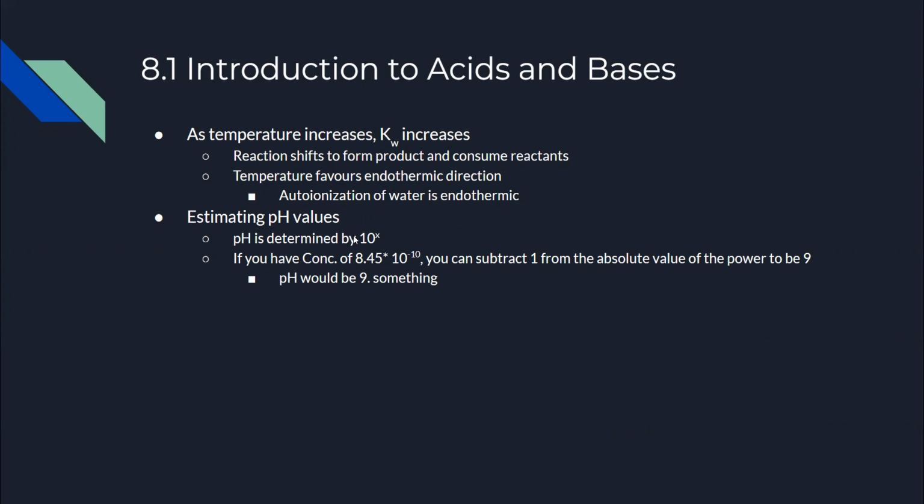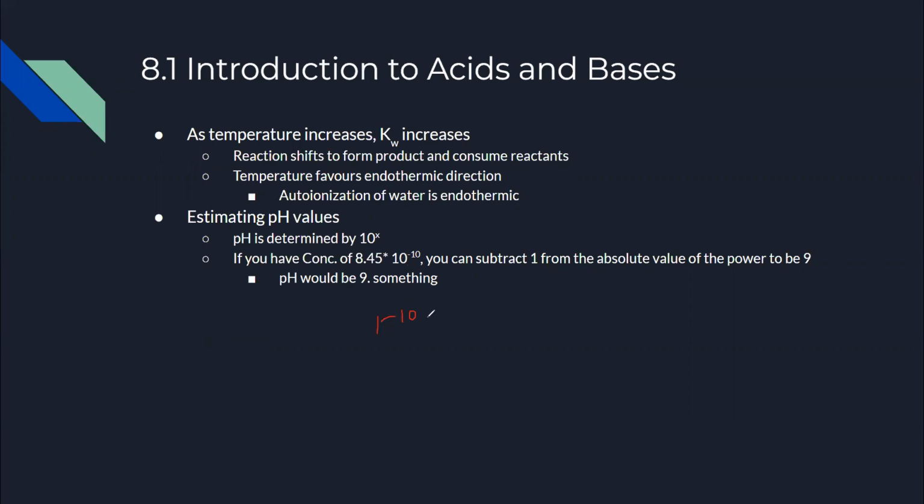So estimating pH values, this is a useful trick during MCQs. What you can do is estimate it to the first degree, before the decimal point, in case you have one of those multiple choice questions in which you can't use a calculator. So let's say 8.45 times 10 to the negative 10th. Negative 10 is the power.